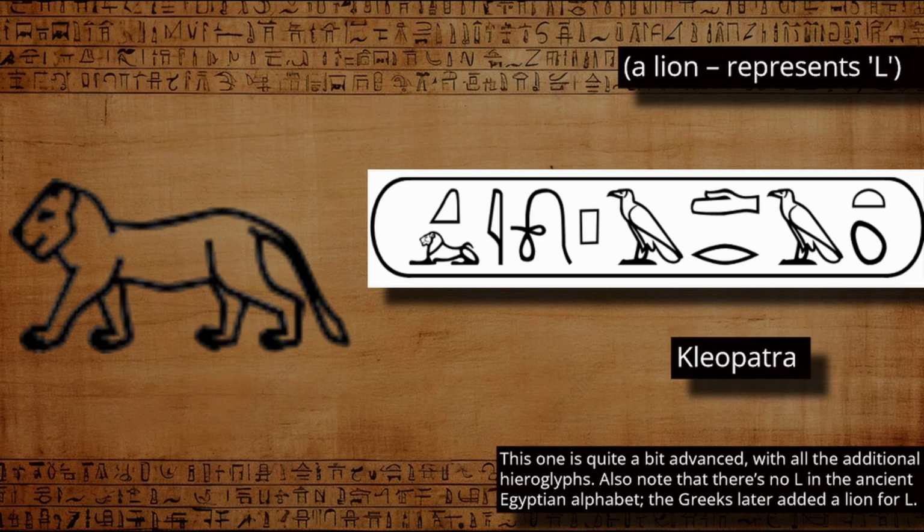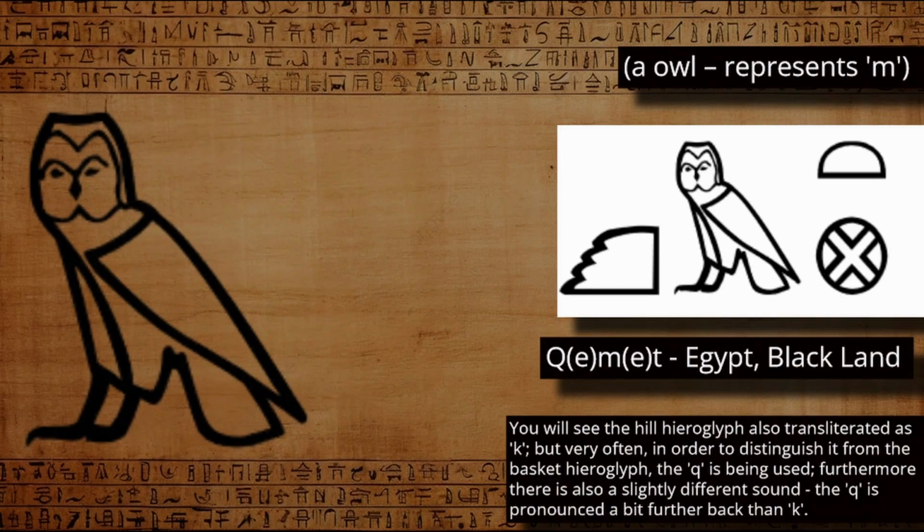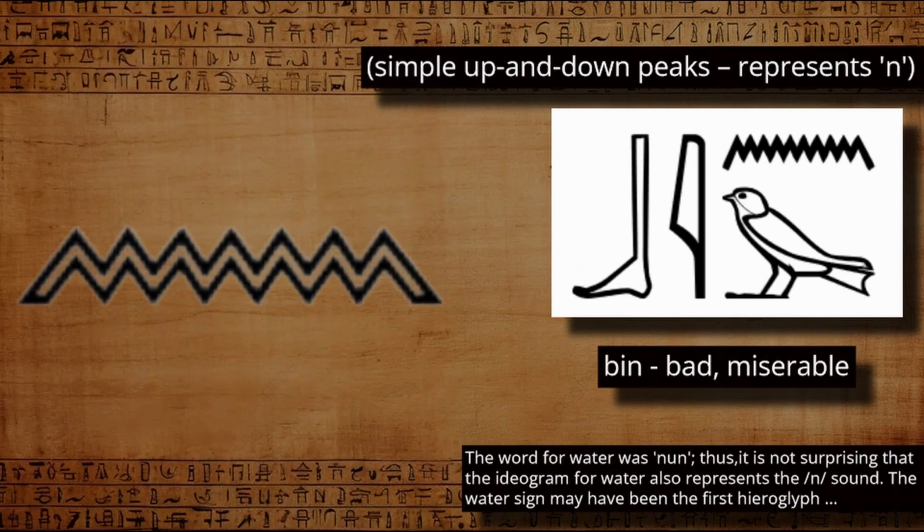It stands for m. And there's another k sound, which is usually transliterated as k with a q. This one comes from further back in the mouth than k. The word Kemet means Egypt or Black Land. Next, just simple peaks representing N. We can go through this rather quickly, as most of these symbols are now familiar. The final hieroglyph here, again another ideogram, and we have the word bin, meaning miserable.